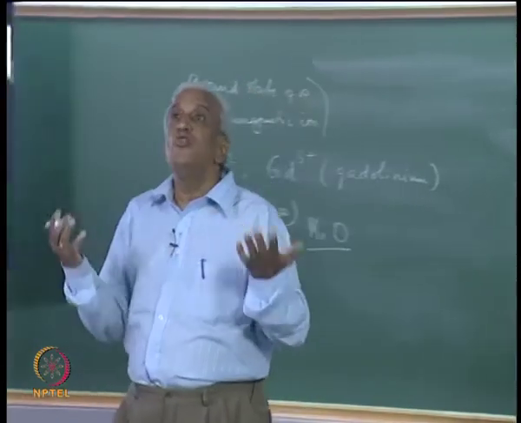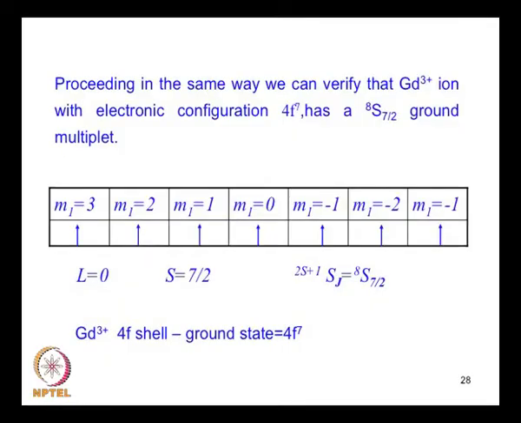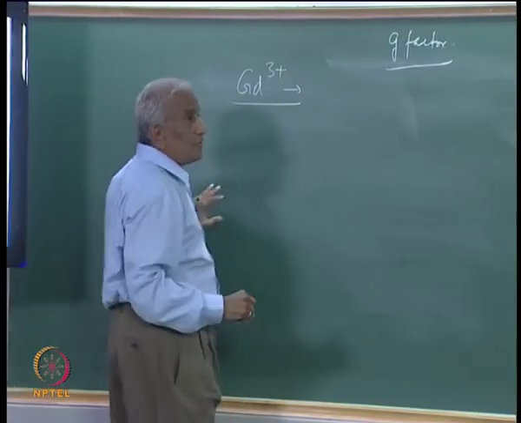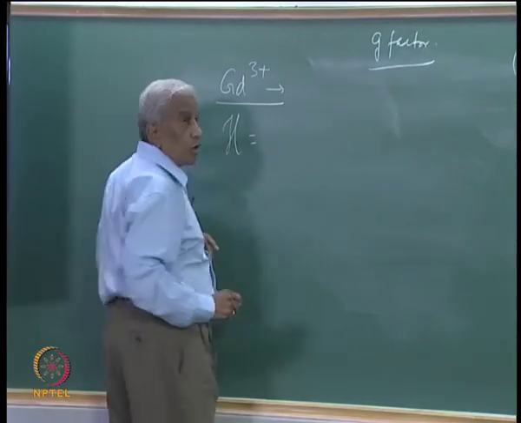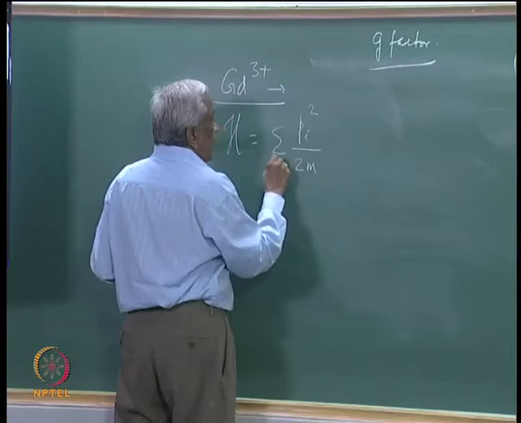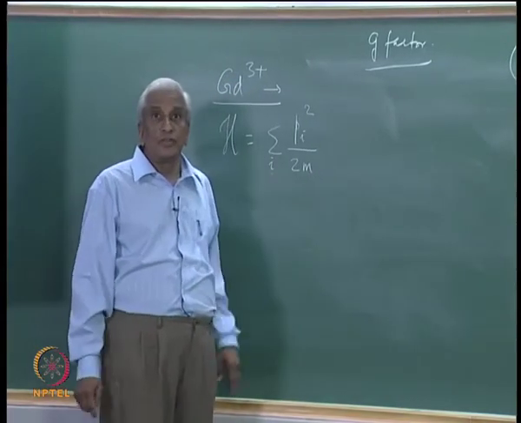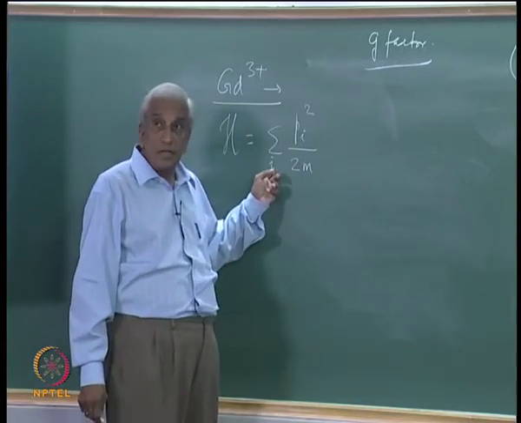Now, having determined the ground state of the ion, we have to proceed to find the g factor of this ion. It is this g factor which will determine the magnetic moment. In the case of the gadolinium 3 plus, the situation is somewhat simpler. In order to determine this, we have to proceed by considering the Hamiltonian of the many electron atom, which has the following terms. This is the kinetic energy term, p i squared by 2 m, summed over all the different electrons, which are denoted by this label i.